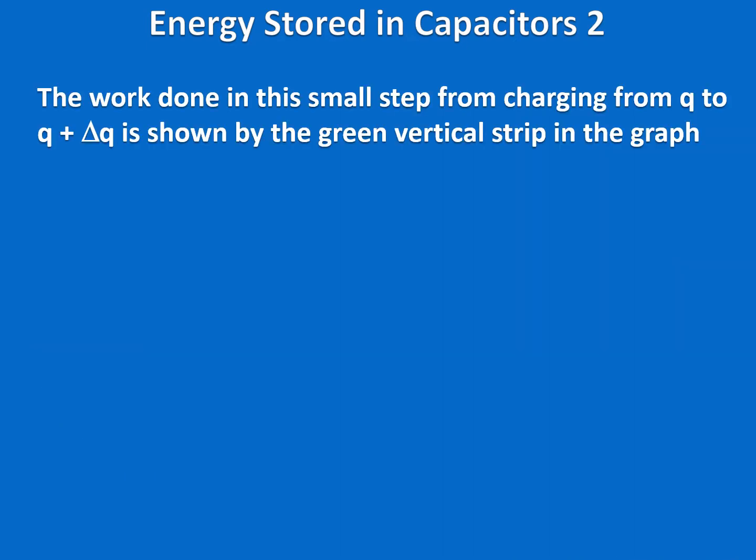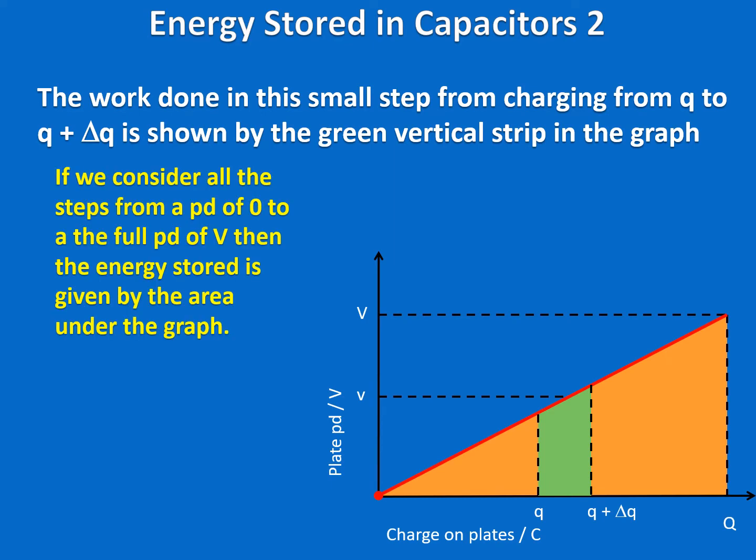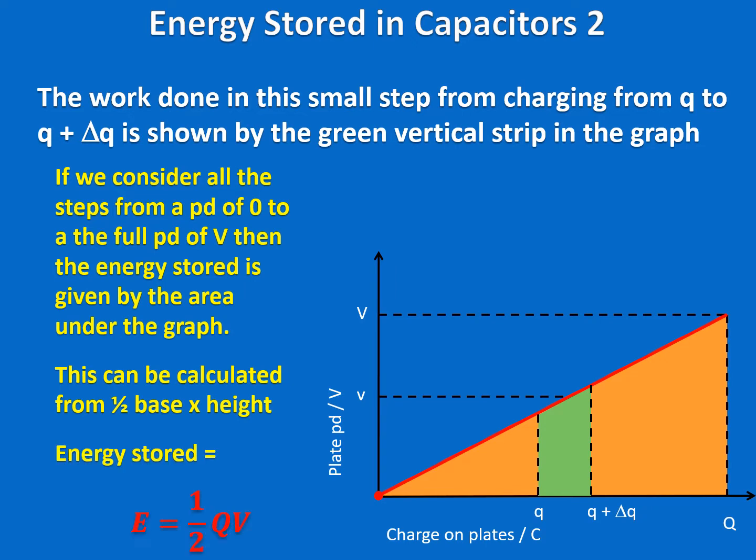Again, showing that on the graph, the whole area we'd consider if we're going from 0 volts to V, or from 0 to Q, the total energy, because we have a triangle, is half base times height, and it's going to be half Q times V. So that gives us the energy stored in a capacitor. This equation is on your formula sheet.